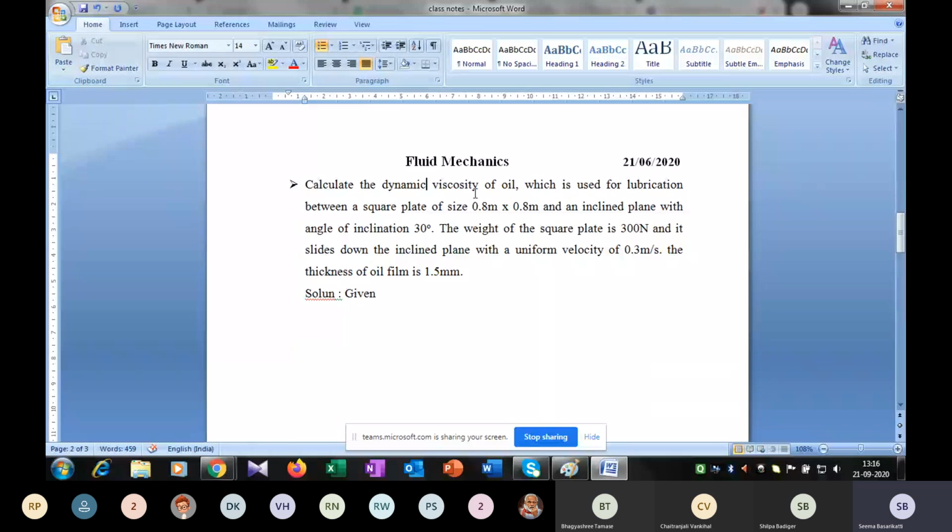Yes, it is visible. So you need to calculate the dynamic viscosity of oil. We don't know which kind of oil it is. That oil is used for lubrication between a square plate. The size of the plate is 0.8 meter by 0.8 meter, on an inclined plane with an angle of inclination 30 degree. The weight of the square plate is 300 Newton and it slides down the inclined plane with a uniform velocity of 0.3 meter per second. The thickness of oil film is 1.5 mm.